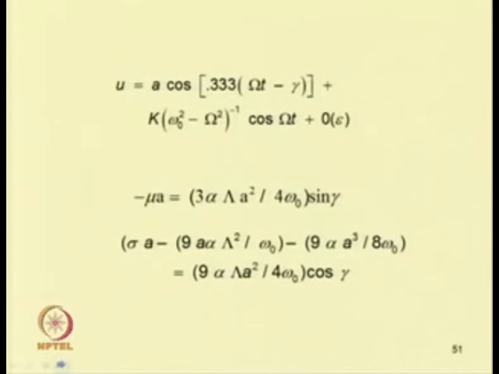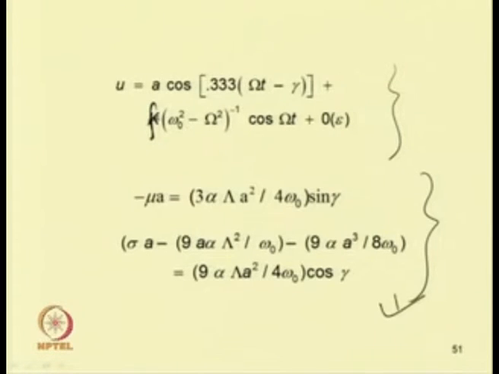Now we can write the solution of the system in this form: u equals a cos of 1/3 omega t minus gamma, plus the forcing term f into omega 0 square minus omega square to the power minus 1 cos omega t. This way we can write the solution of the system, where for the steady state we eliminate a dash and gamma dash, substituting a dash and gamma dash equal to 0.